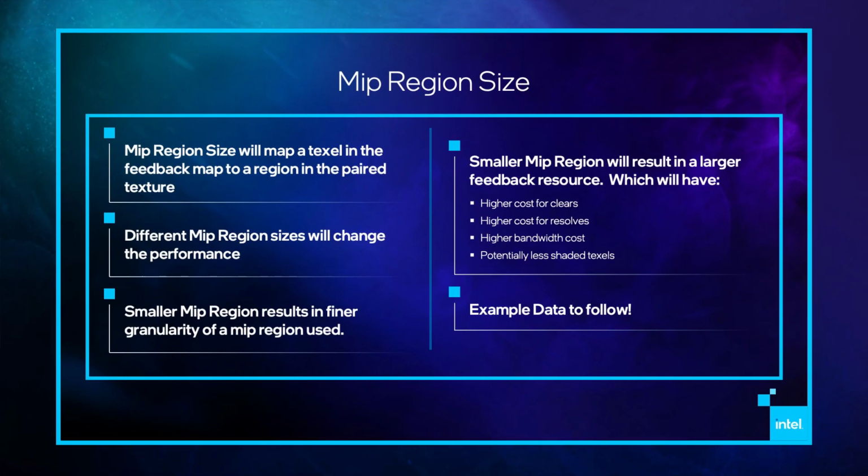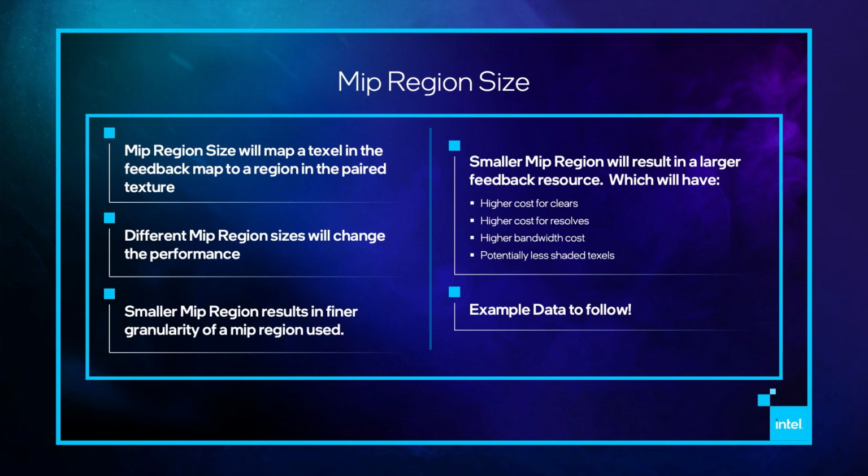One topic we didn't cover in much detail was MIP region size. Again, MIP region size will map a texel in the sampler feedback resource to a MIP region in the paired texture resource. One thing I want to highlight is that different resource sizes will change the performance of the workload. The smaller the MIP region, the higher level of granularity a MIP region would give you. This has some performance artifacts I'd like to discuss.